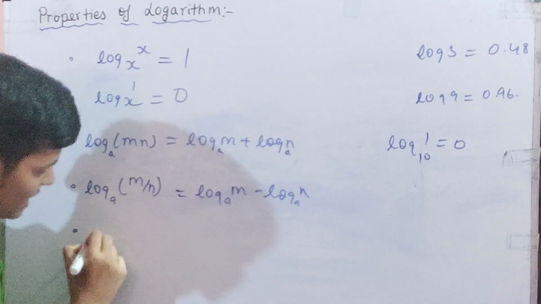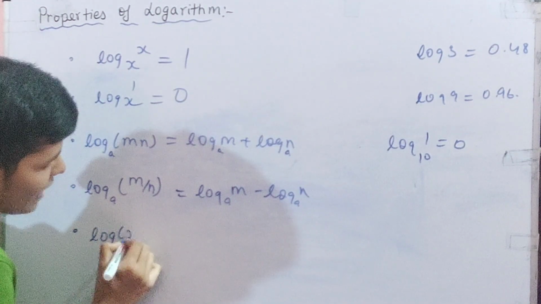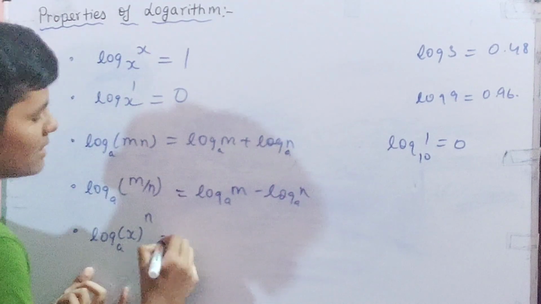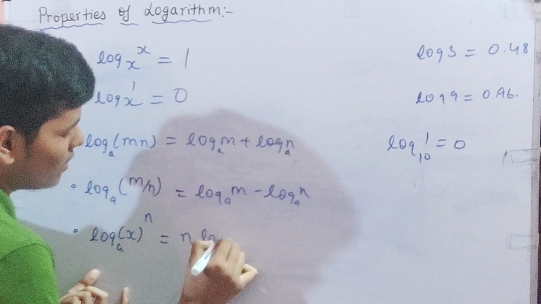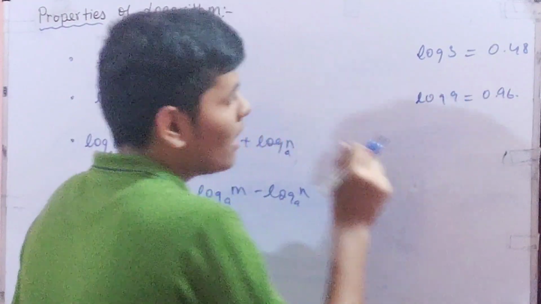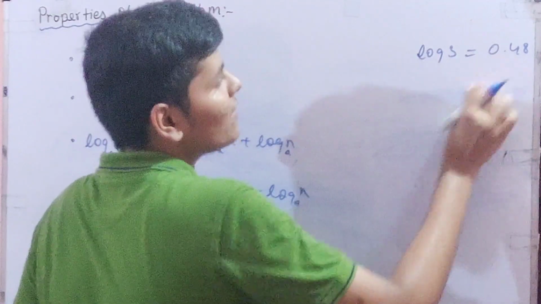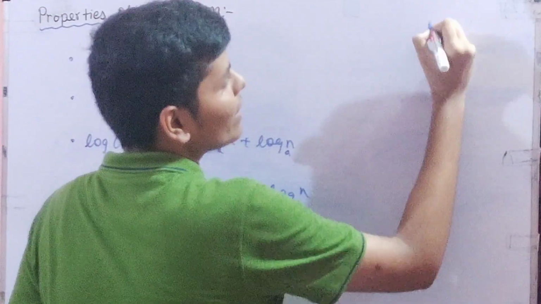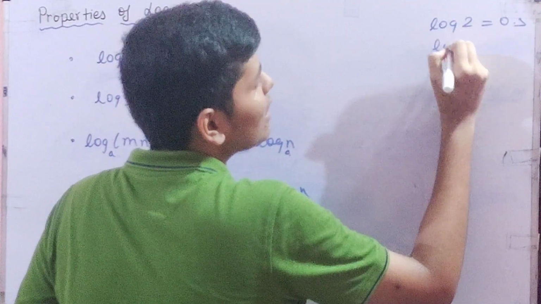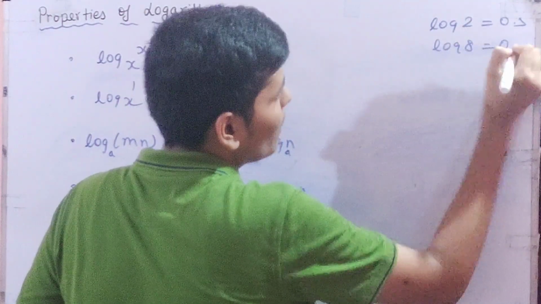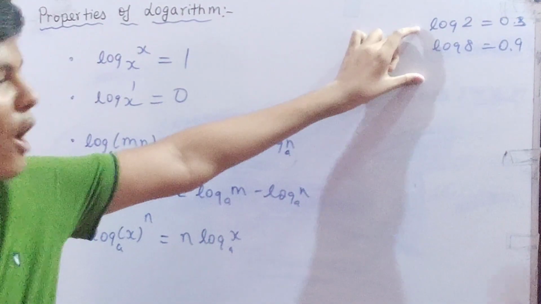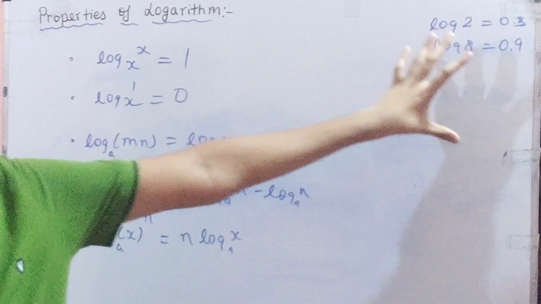Then one more we have, that is log of x power n to the base a. This can be written as n into log of x to the base a. How can we represent this? To represent this, let us take the value of log 2 and log 8. Log 2 value is 0.3 and log of 8 value is 0.9. We know these two values. Now how do we use this property to get to this value?